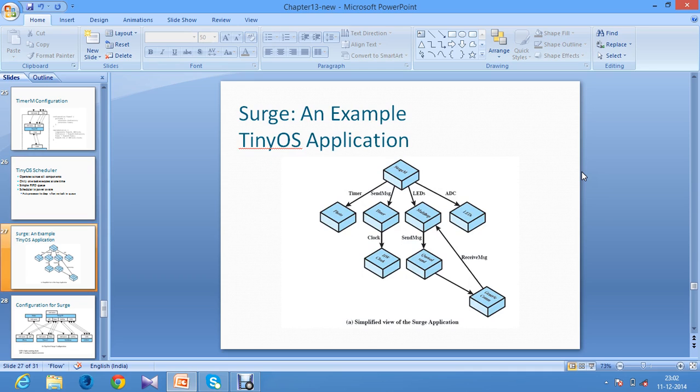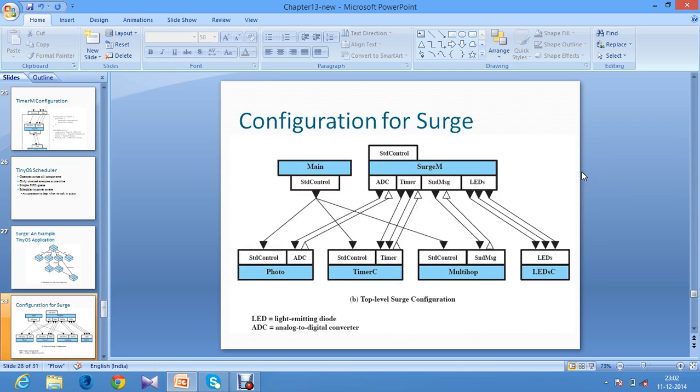This figure shows the configuration assembled from software and hardware components. This simplified example, called Surge, performs periodic sensing in a TinyOS application. This figure shows a portion of the configuration for the Surge application.